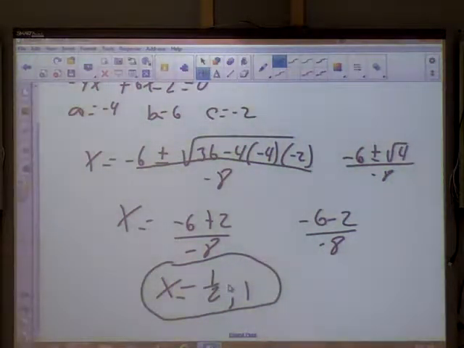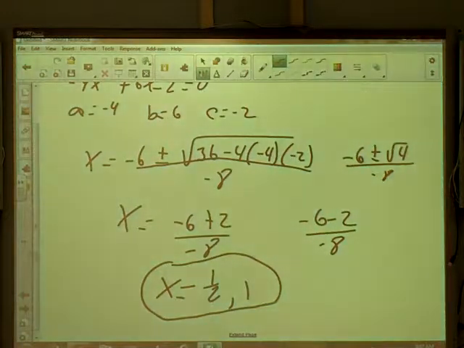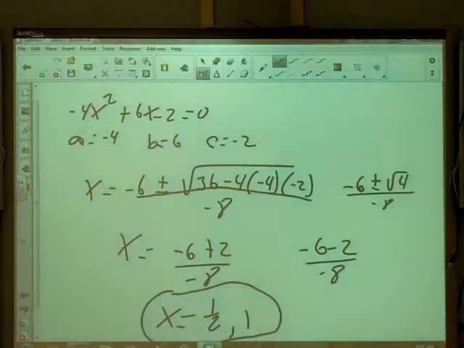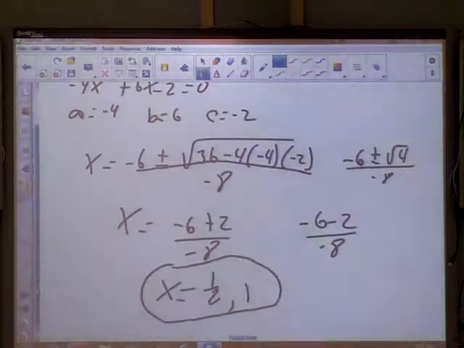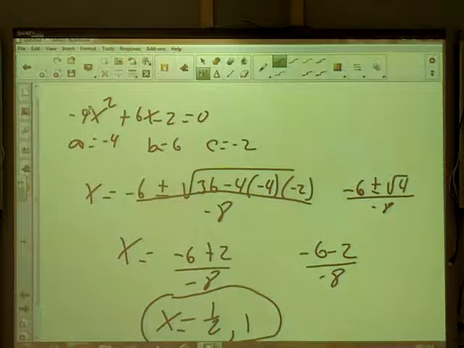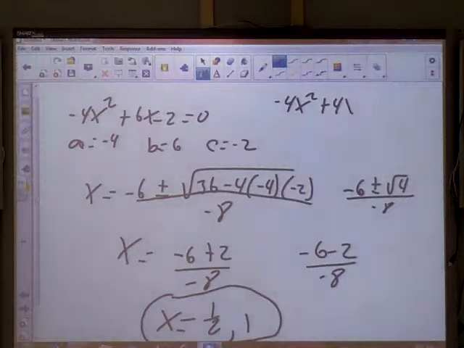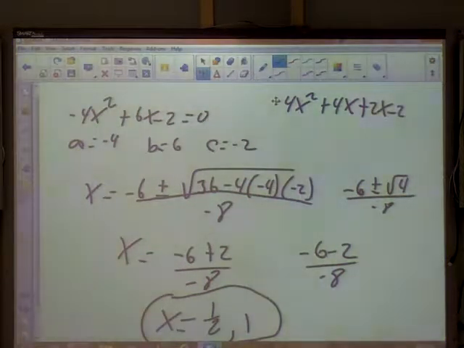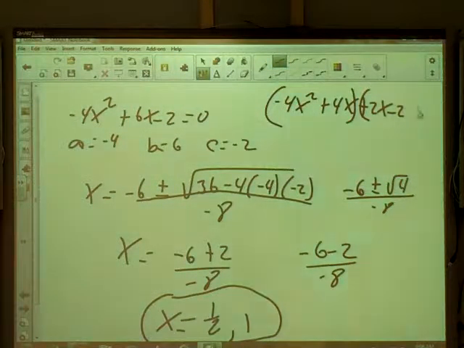Factored, you did it by grouping. Did you do grouping? Since that is not a 1. Oh, that's why I didn't do it. Just do it by 4x and the plus 4. What were your factors of 8 that added to 6? 4 and 2. So you had negative 4x squared plus 4x plus 2x minus 2. You had to plug those in there. And then do the 2 by 2 thing.